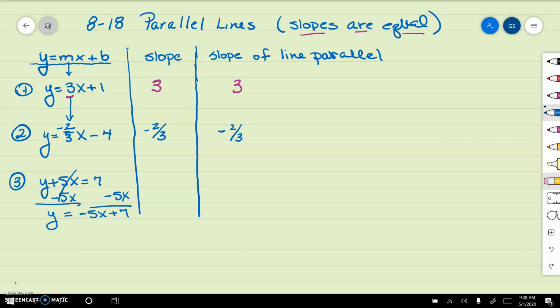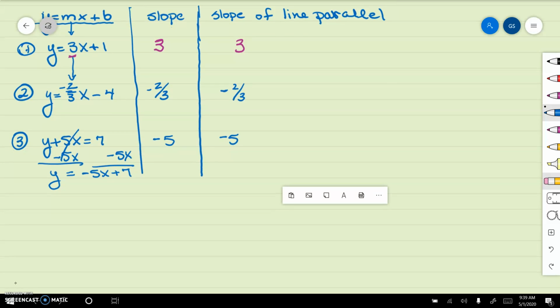All right, so now what is my slope? Well, in the first line, my slope is negative 5. So the slope of the line parallel would be negative 5. All right, I have one more for you before you try these on your own.